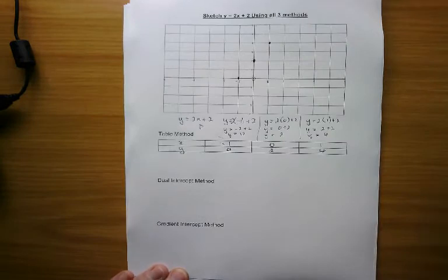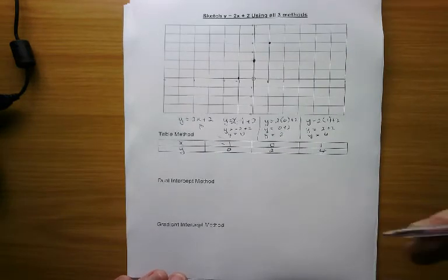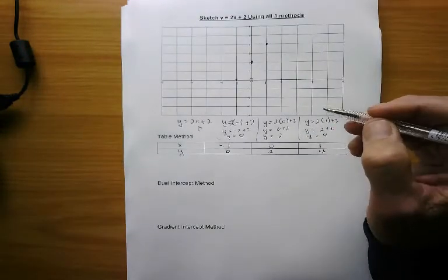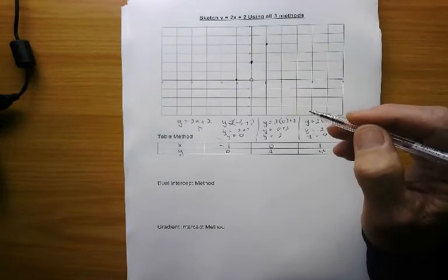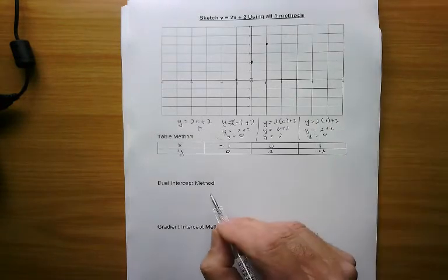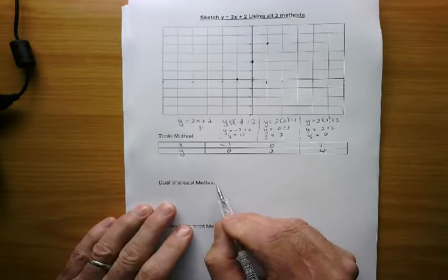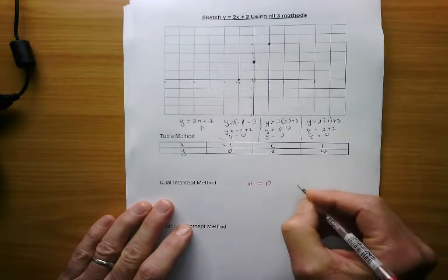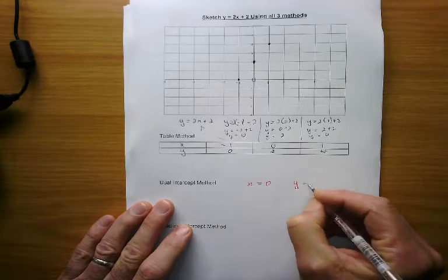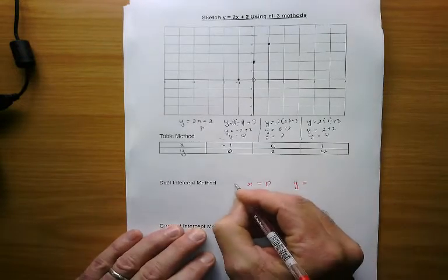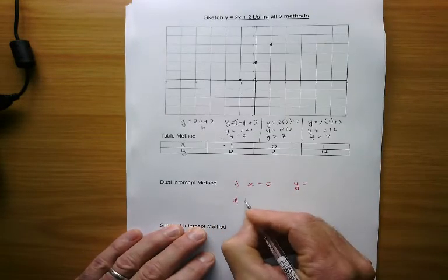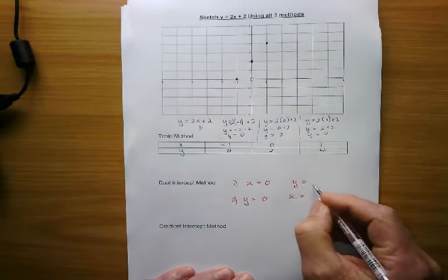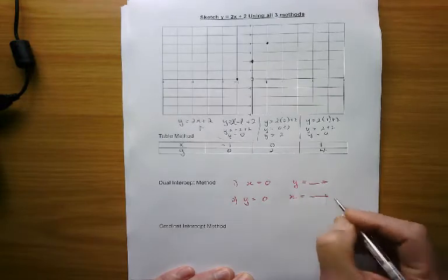Right, now let's use the dual intercept method. I'm going to use three different colors so we can see whether the three different colors of coordinates are going to give us all the same line. Using the dual intercept method, we know that there's two steps to it. The first step is to make x equal to 0, and then we can find a value for y. And that's step number 1. Step number 2, we make y equal to 0 and we'll find a value for x. So we need to find those two values.